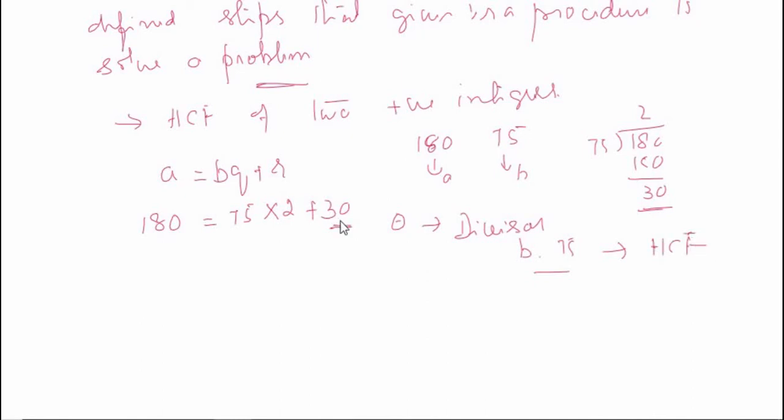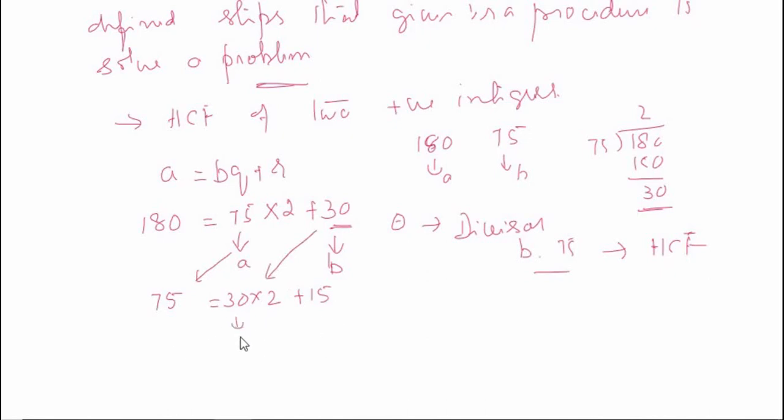If the divisor is not 0, then we have to continue this step, taking 75 as A and 30 as B. So for the next step of Euclid's division lemma, we will be taking 75 as A and 30 as B. Now let us write 75 equal to 30 into 2, which is 60, and 75 minus 60 is 15. So this goes here and this goes here. Now here also the remainder is not 0, so we need to continue this.